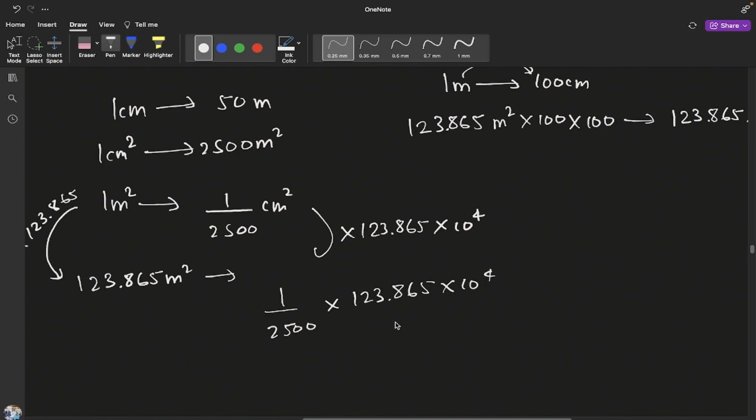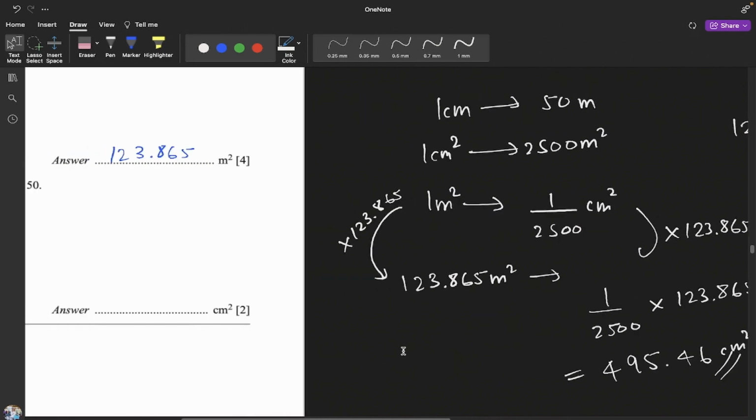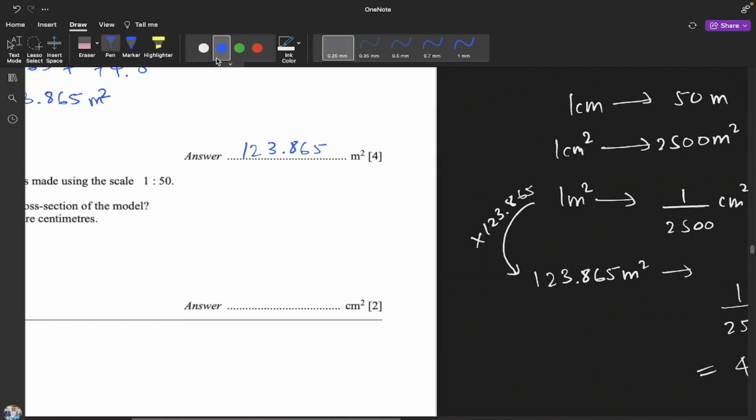Now let's get the products. The answer is 495.446 in centimeters square. So the answer is 495.56. And that's it for this question.